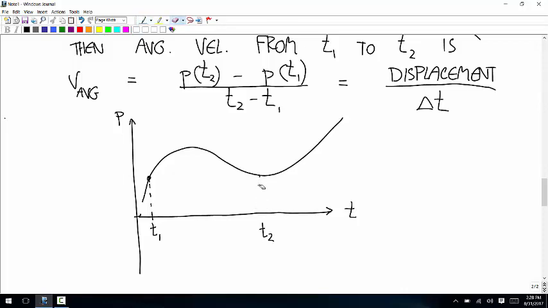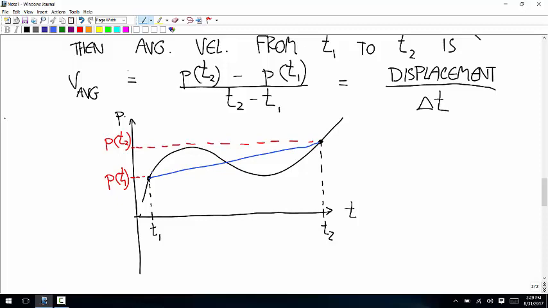So now I'm going to choose a different one. I'm going to choose T2 over here. Okay, and so the position at T1 is this. That's the position at time T1. And then the position at time T2 is this. Well, if you draw a line between those 2 points on the curve, then the average velocity is the slope of that line.